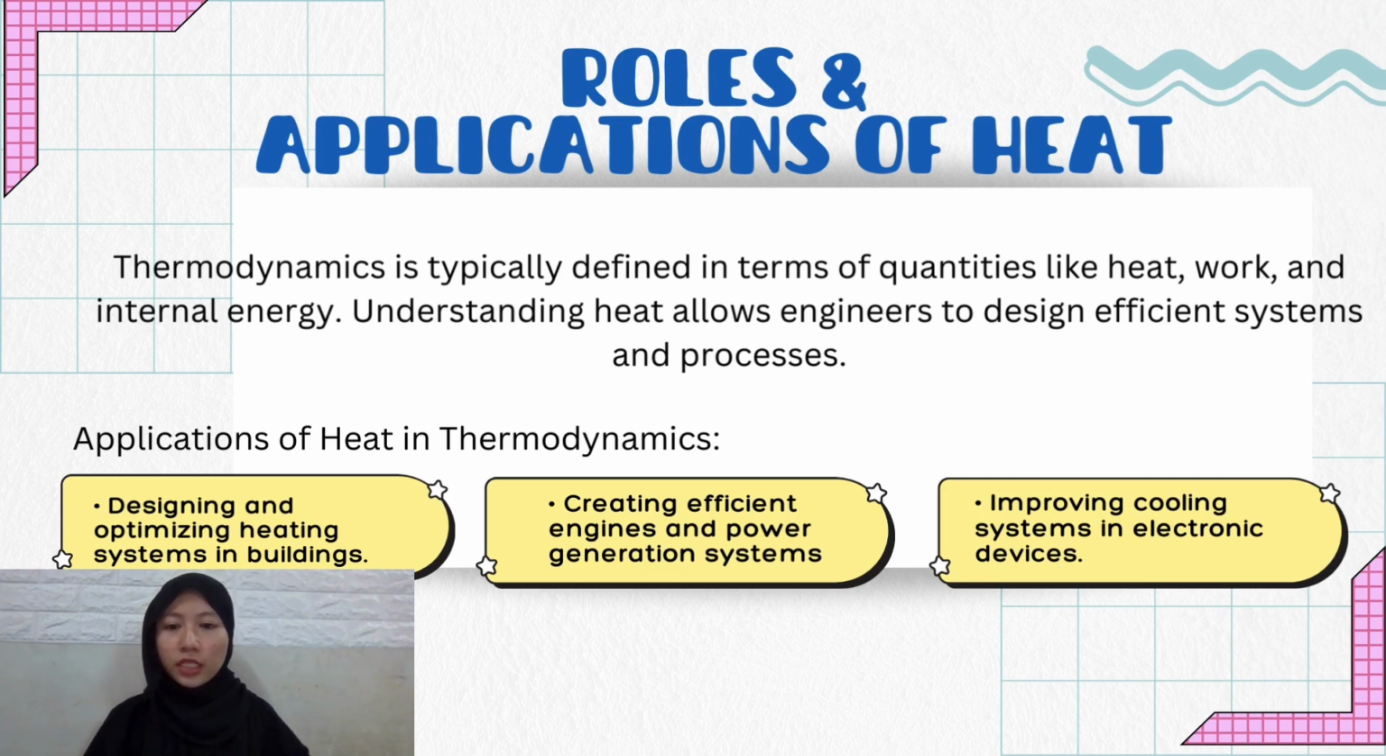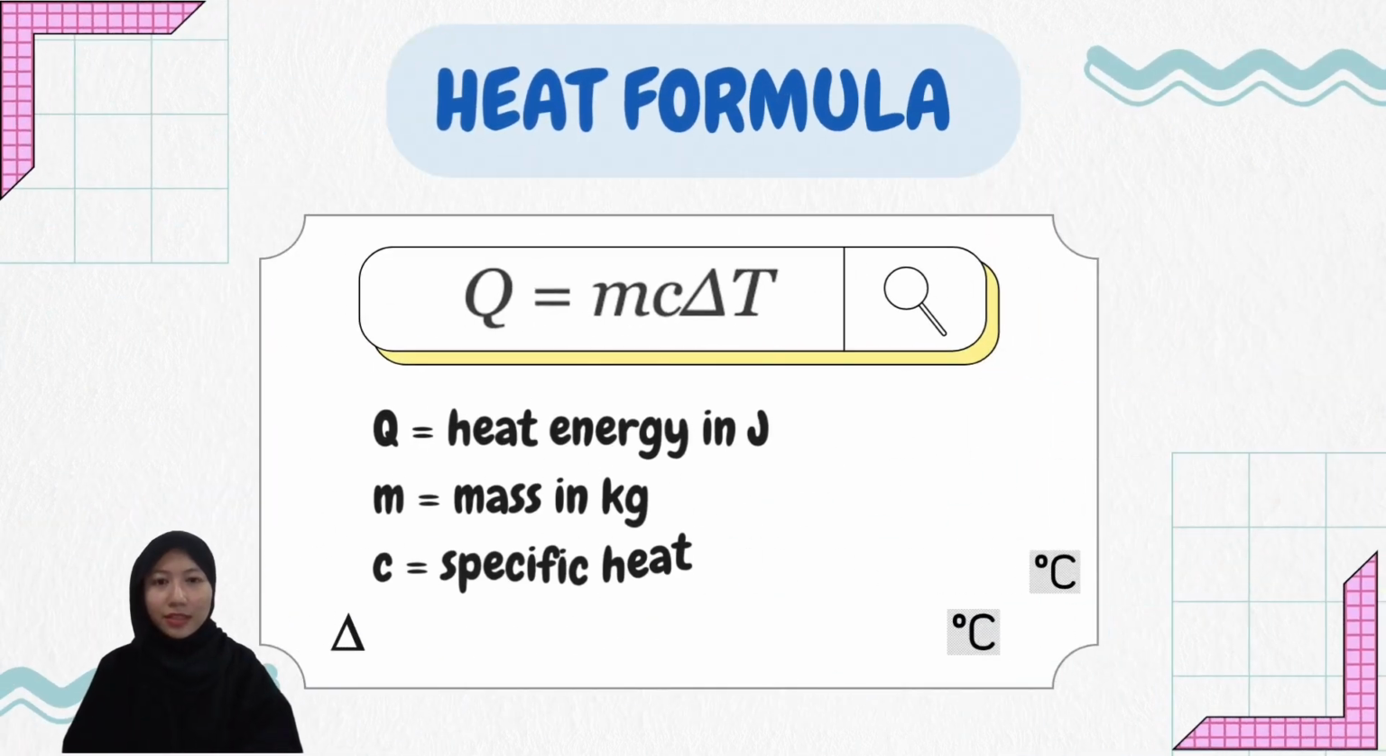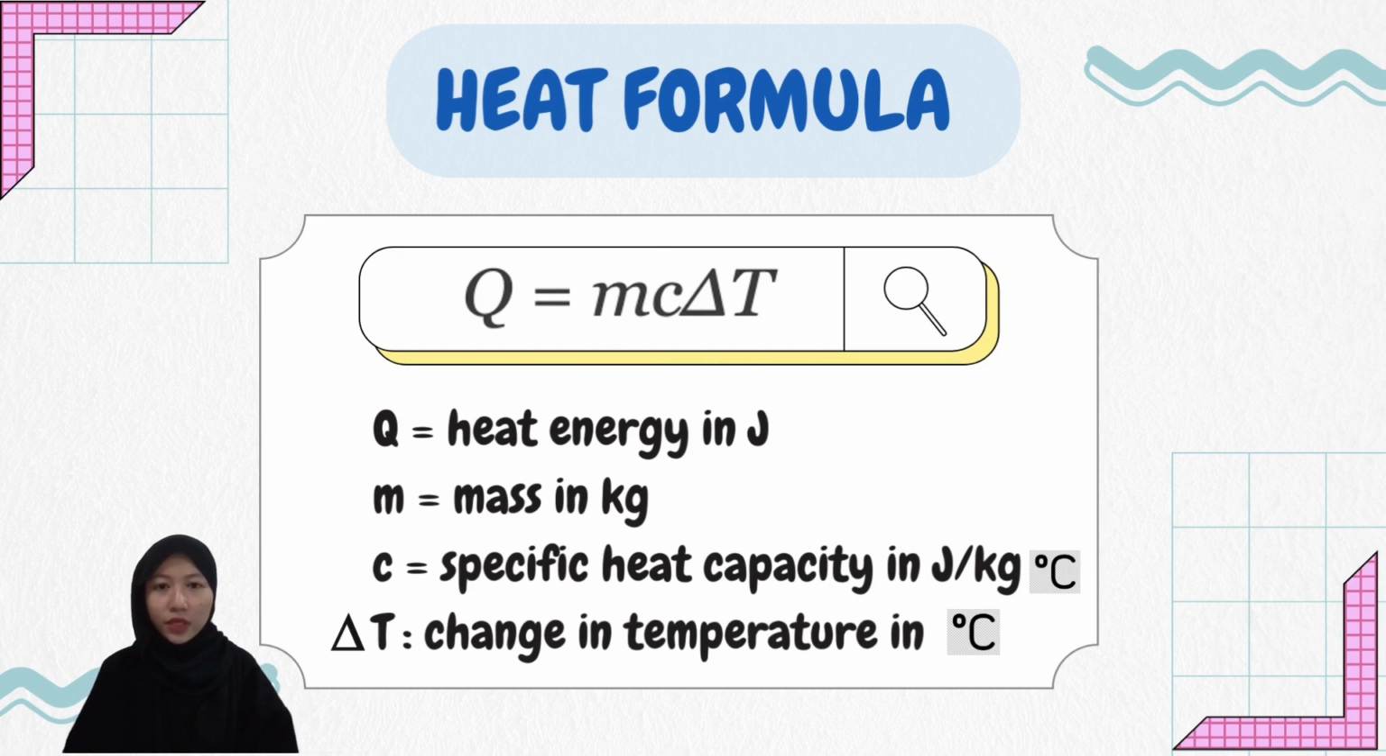And the last one is improving cooling systems in electronic devices. Heat management is vital in electronic devices to prevent overheating and ensure reliable operation. Engineers design advanced cooling systems to dissipate heat effectively from components. Next, this is the formula of heat. Q = mcΔT.